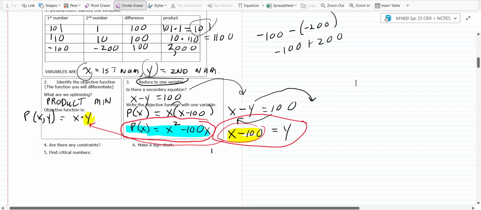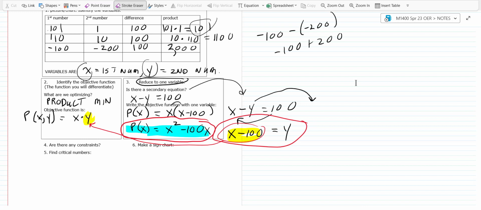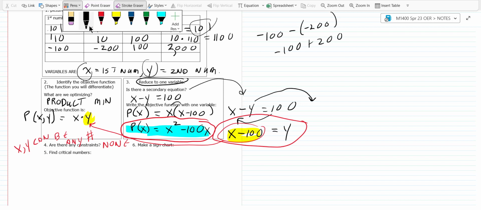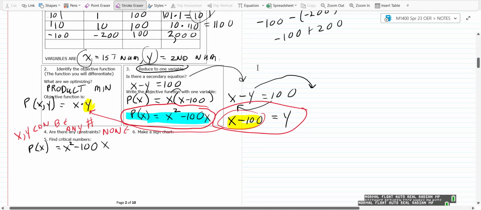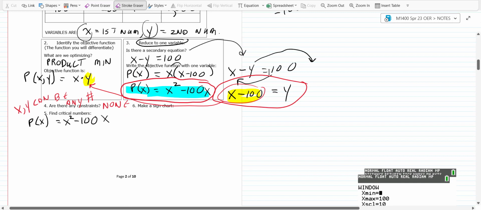So you probably do fine from here. So constraints, there are none on this problem, and that's because x and y can be any number. That won't always be the case. It depends on the situation. Okay, so now if we go to step 5, you want to write down the objective function, which is x squared minus 100x. All right, now it says find critical numbers. Hopefully you guys know that by now.